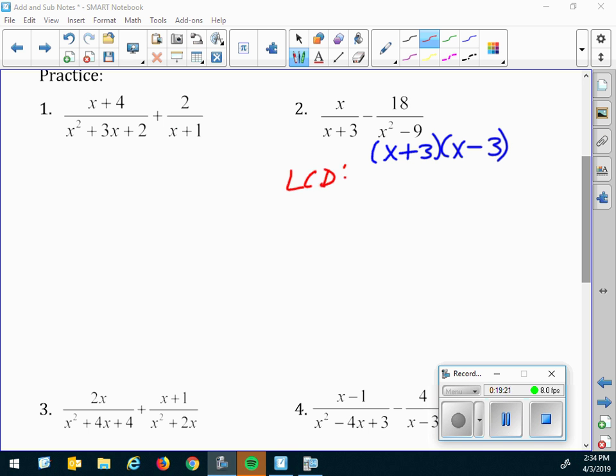Now, least common denominator. I need what's common between those two lists. An x plus 3. So that takes care of this and this. Do I have anything else common to both lists? So just say, do I have anything else common? No. Nope, because I've used everything over here. So write down everything else you see.